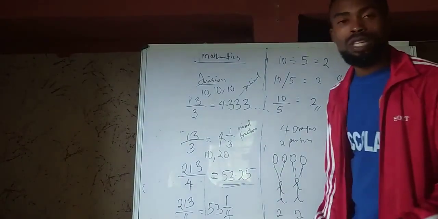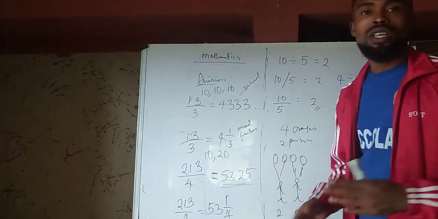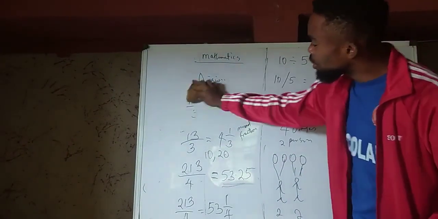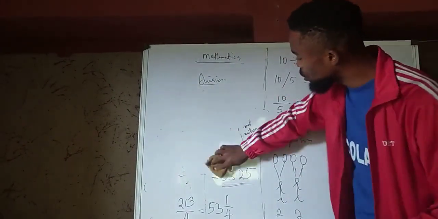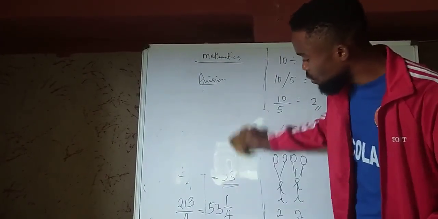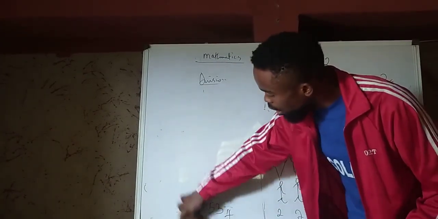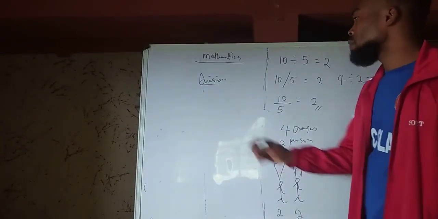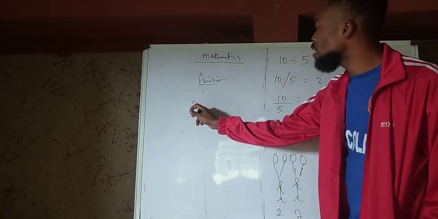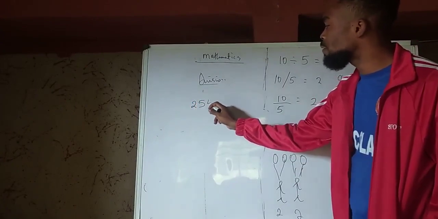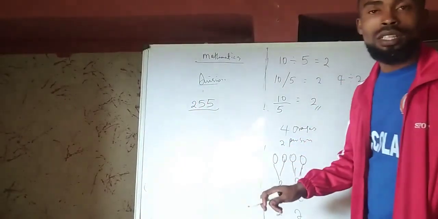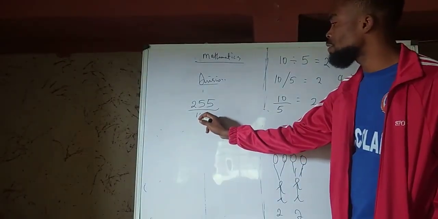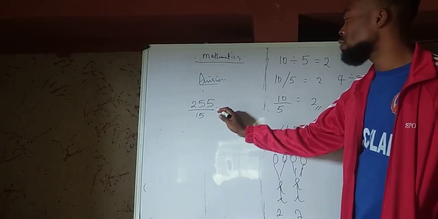Okay, now let's also look at divisions where the denominator is a 2-digit number. I think what we have been doing so far has been division where the denominators are single digits. Okay, so let's say we have 255 divided by, let's say, 15 here. Let's see how this goes.